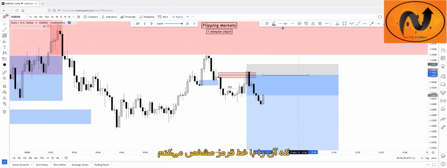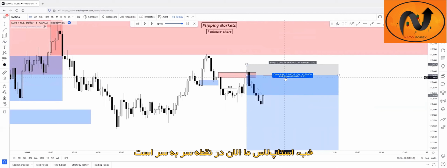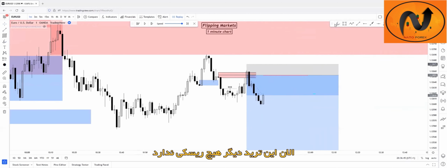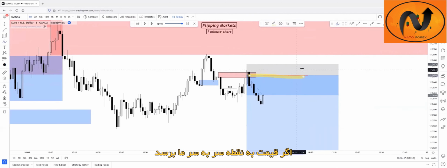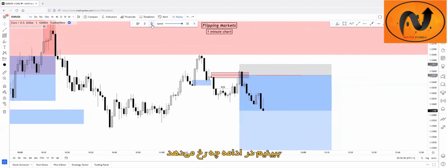I will just mark it with a red line. Let me just change the color, please. Okay, so our stop loss is in break even. Right now, we have no risk on this trade. If it hits our break-even point, there will be no profit and no loss. This is a really, really good trade. Okay, let's see what happens next.